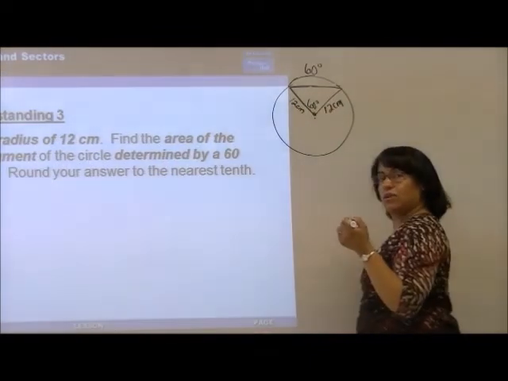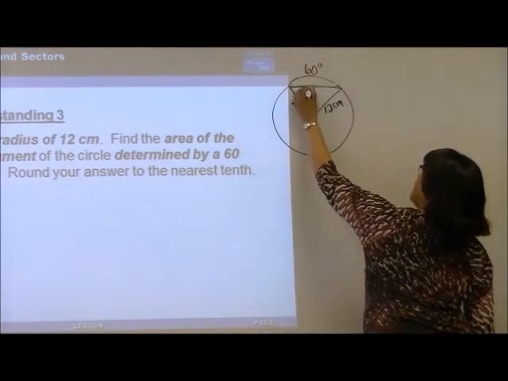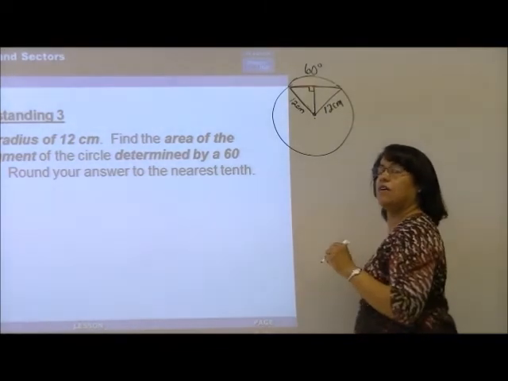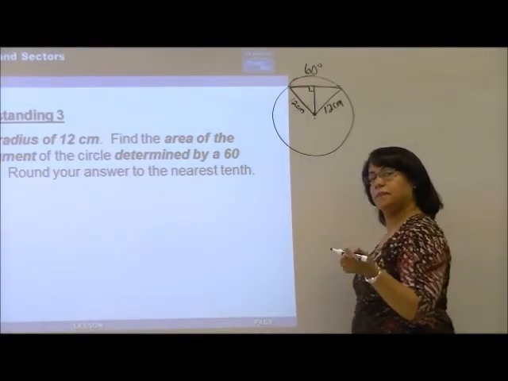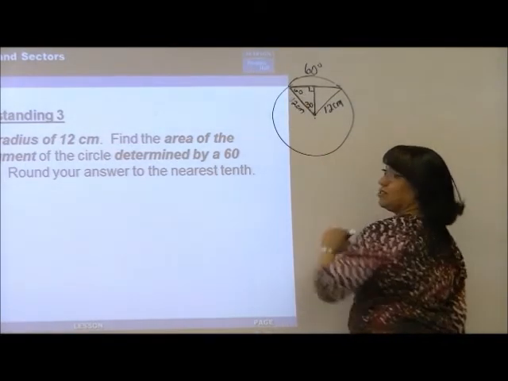But you also know that when you split this to make a right angle, you drop an altitude, you just cut that angle in half. So what's half of 60? So you have a 30, 60, 90 triangle.